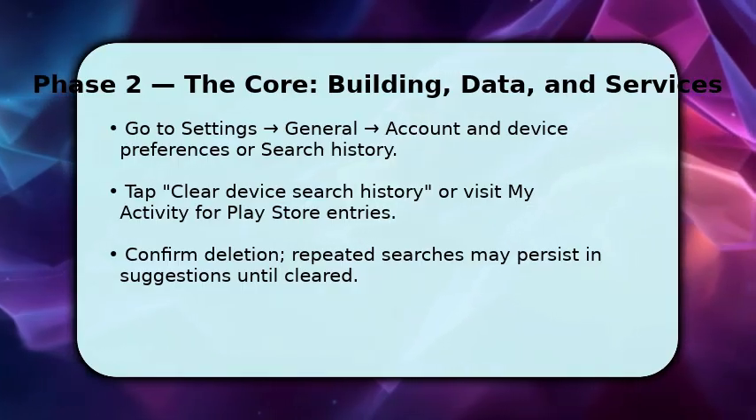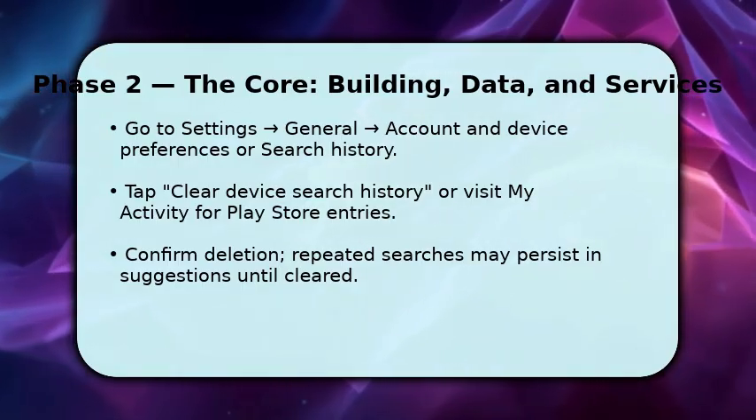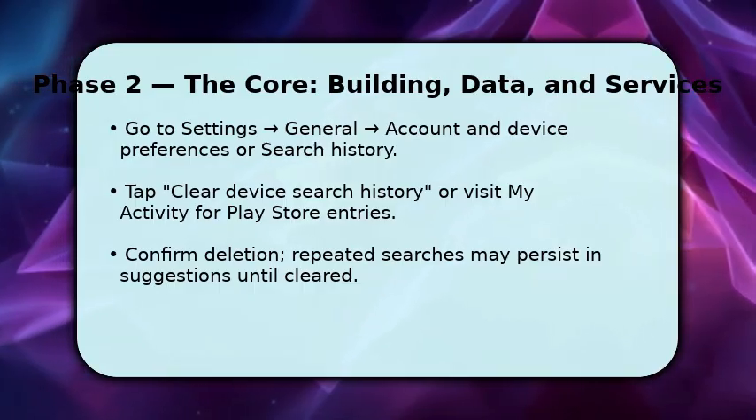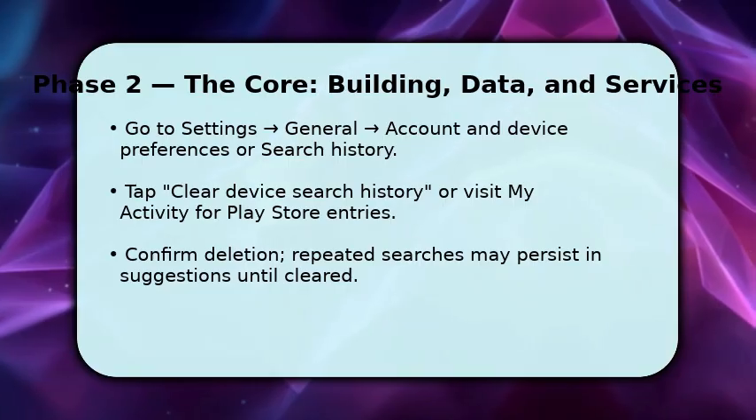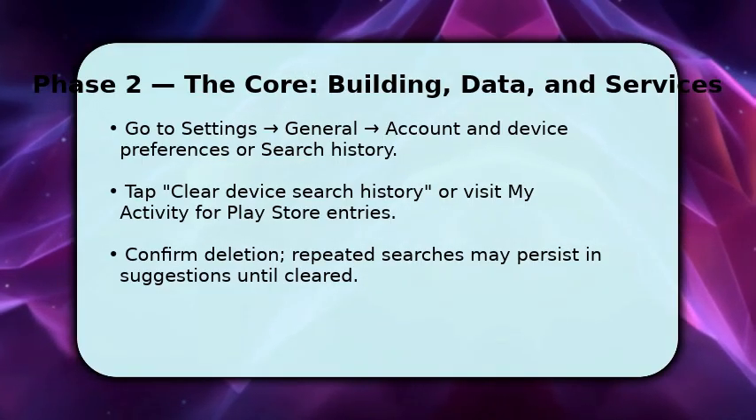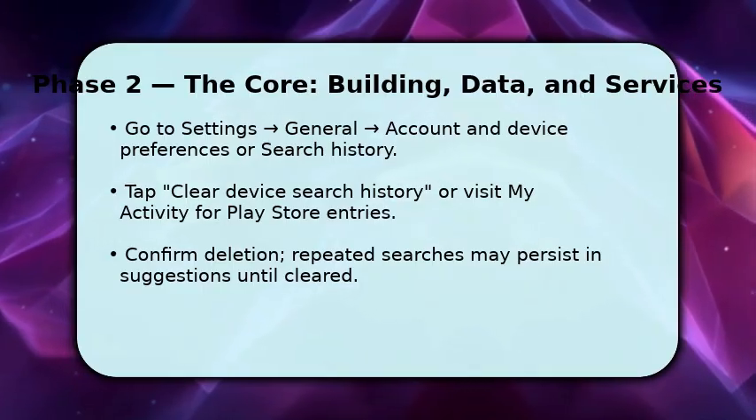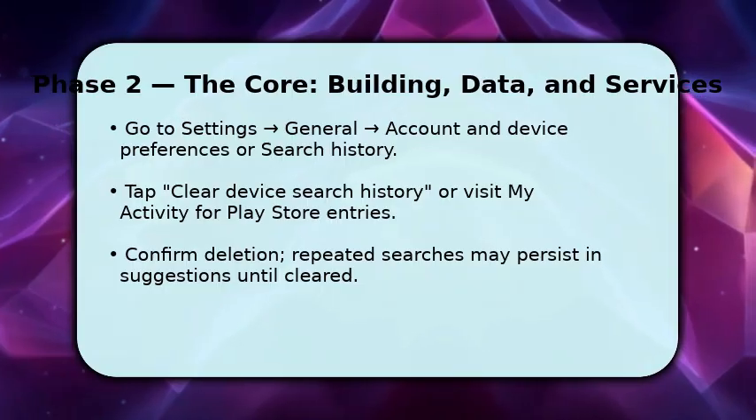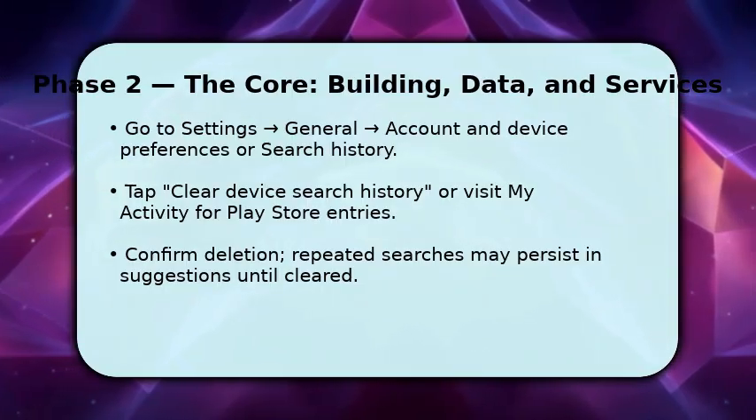If you need more thorough removal, open My Activity from your Google account settings, filter by Play Store activity, then delete specific entries or a date range. This removes server-side records. Remember, suggestions may still appear until the cache refreshes. Give it a minute or force close the app.